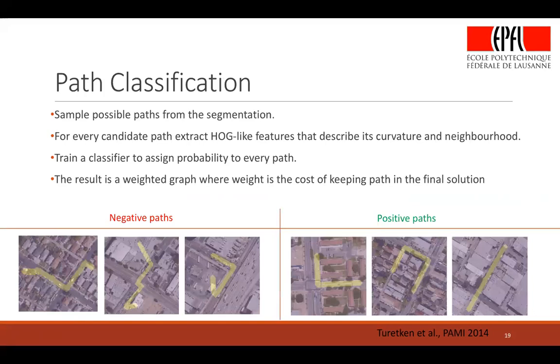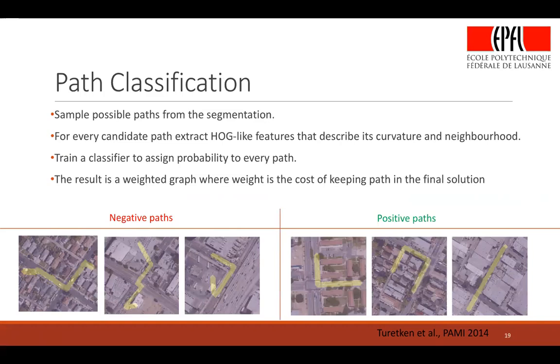So this is a simple idea where once we have a segmentation, we sample many different paths from it. These might be paths, for example, between two junctions, or between two endpoints of the prediction. And for example, the paths between two endpoints have a potential to bridge the potential gaps in the result. Of course, not all of those paths that we sample will be positive.